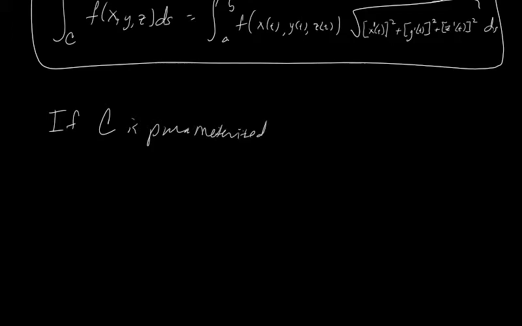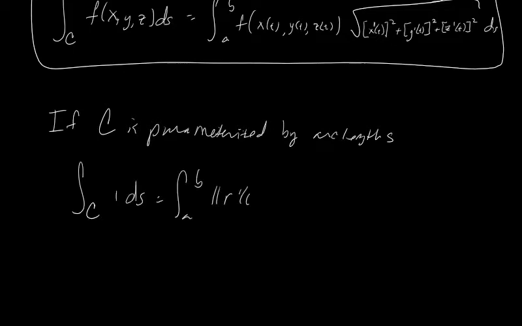Parameterized, close enough, by arc length s. Okay, just like we saw before, we get some pretty nice stuff. So our integral of 1 ds is equal to the integral from a to b of the magnitude of r prime of t dt, and that is equal to the length of the curve. So that's pretty handy, and sometimes we will be able to use that.